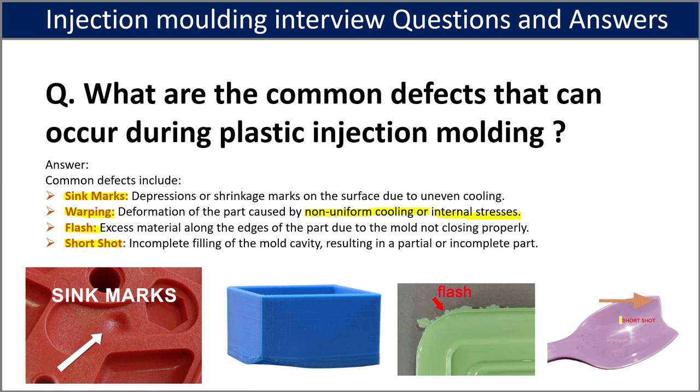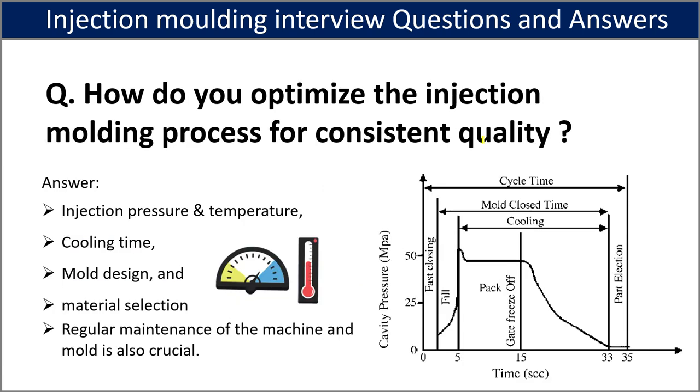And another is the short shot. This is the defect where the material does not reach the end. It is nothing but incomplete filling of the mold cavity. This type of defect will occur in injection molding. So the next question is, how do you optimize the injection molding process for consistent quality?